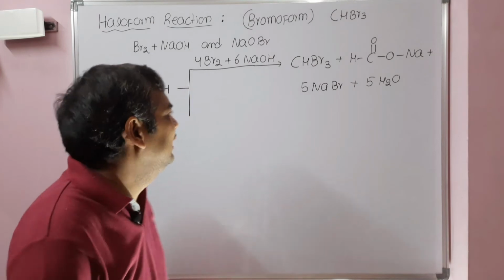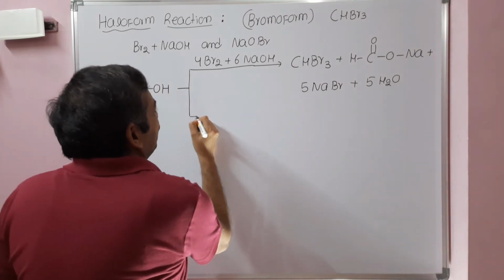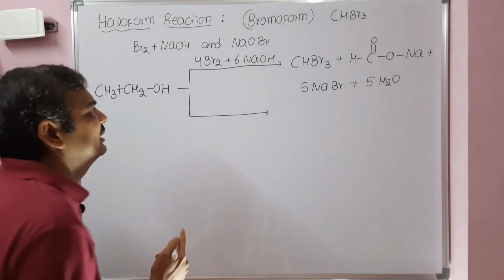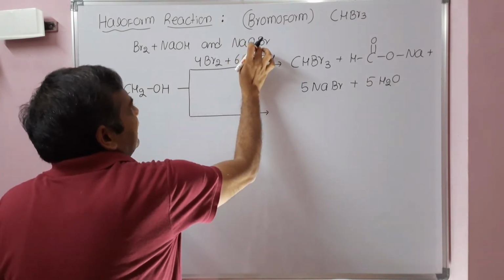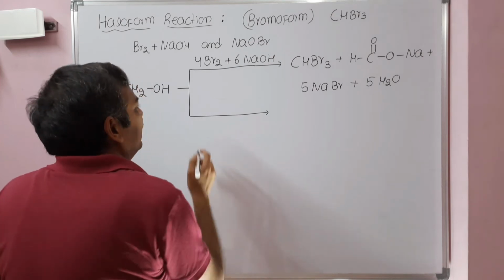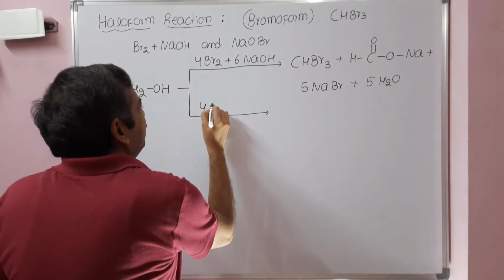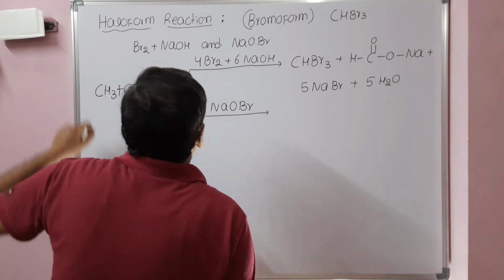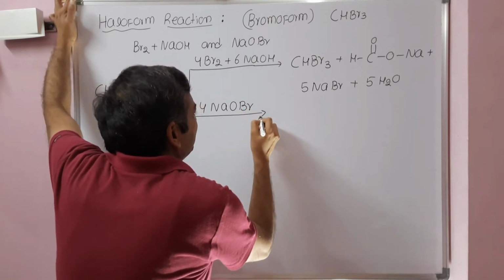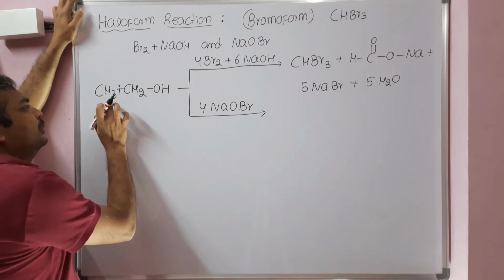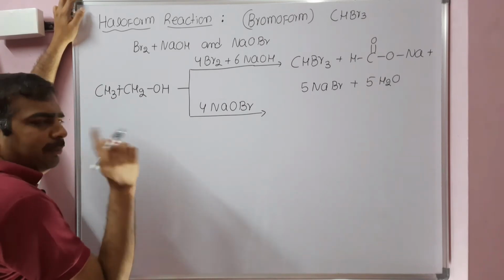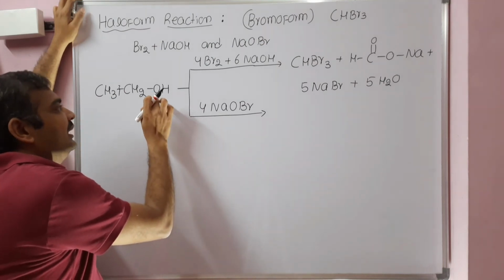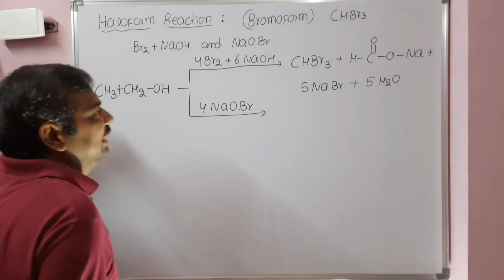Now, similarly, we can prepare bromoform by using 2 reagents. From one starting material, 2 reagents. What is the other reagent? Sodium hypobromite. How many moles of sodium hypobromite? 4 moles of sodium hypobromite. So why 4 moles? Why not 3 moles? So 3 moles is used to convert 3 hydrogens to 3 bromine. 1 mole of sodium hypobromite is used to convert alcohol to aldehyde.